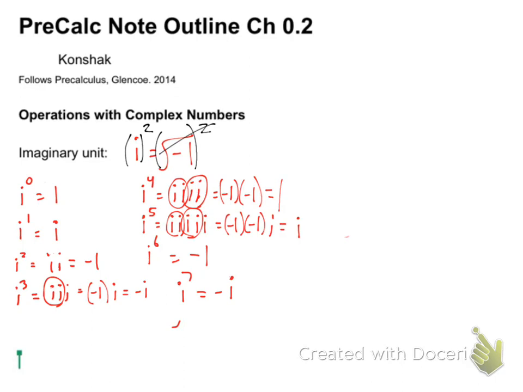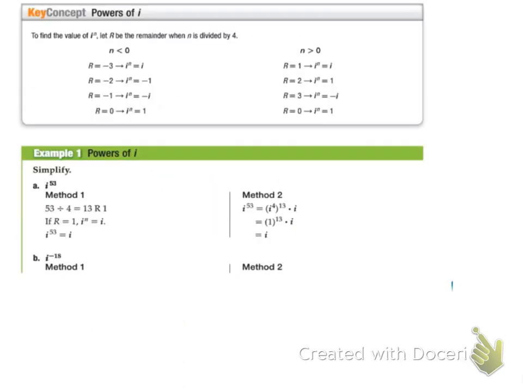Hence, that's why I made a whole new column. What I really should have done for the 8th one would be put it on this top row. Could we use this to our advantage, per se, if I asked for i to the 108th power? I think so. How would we do that? Following the pattern. That key concept there is basically the same stuff that we just did.